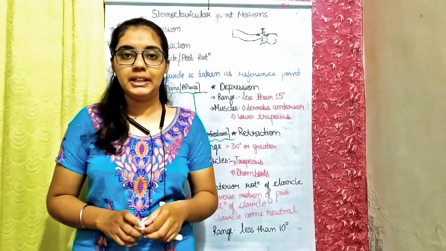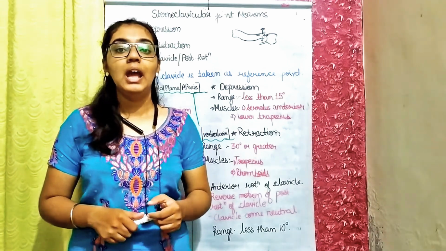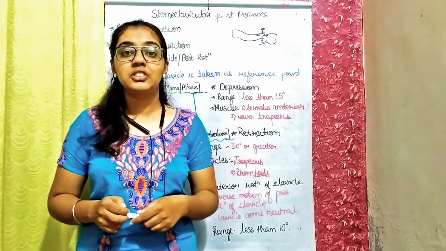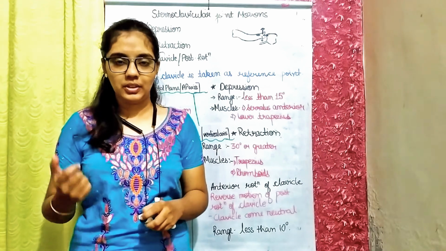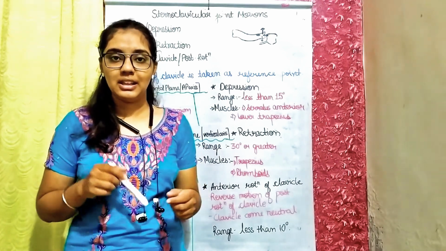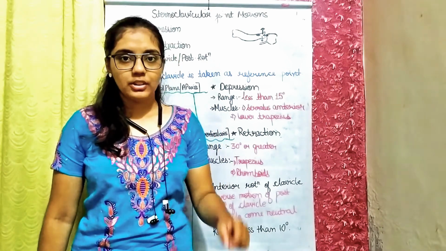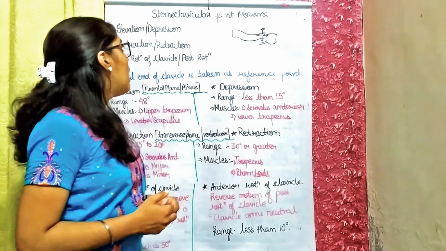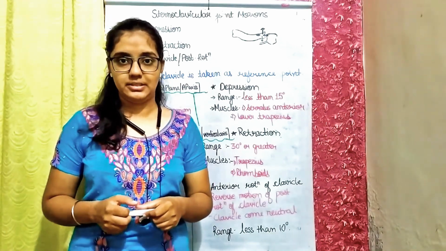We already completed the articular surfaces of the sternoclavicular joint, and we also discussed the ligaments attached around the sternoclavicular joint. If you want to watch those videos, the link is given in the description. Click that link. You can also click on the i button at the top of the video. Now we are going to discuss sternoclavicular joint motions.